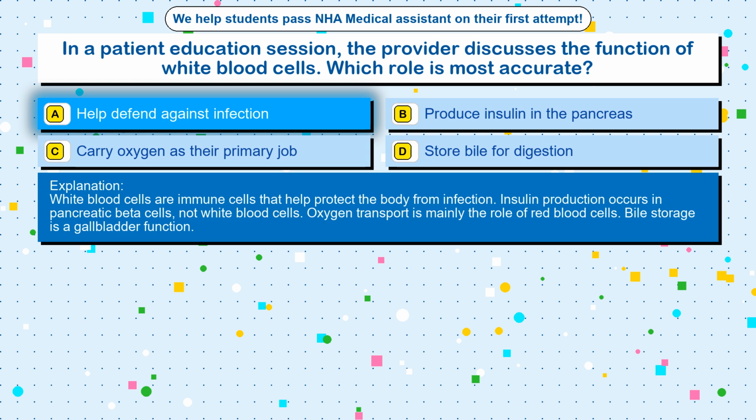White blood cells are immune cells that help protect the body from infection. Insulin production occurs in pancreatic beta cells, not white blood cells. Oxygen transport is mainly the role of red blood cells. Bile storage is a gallbladder function.